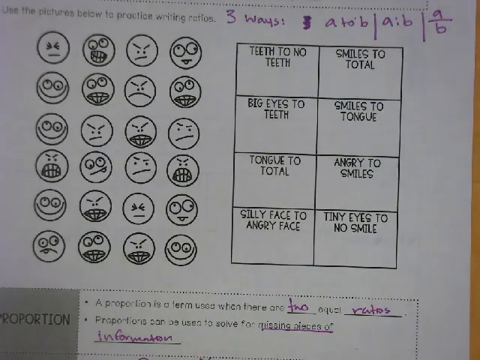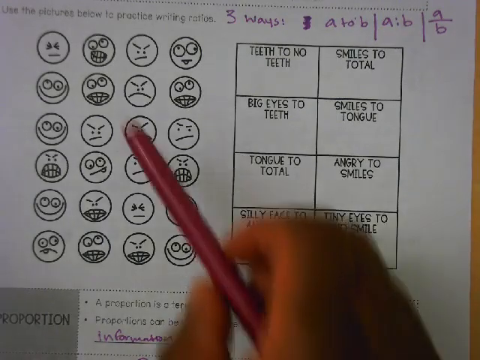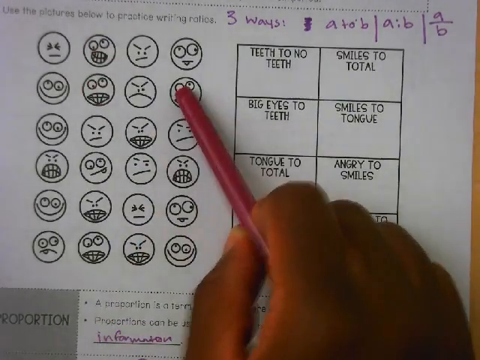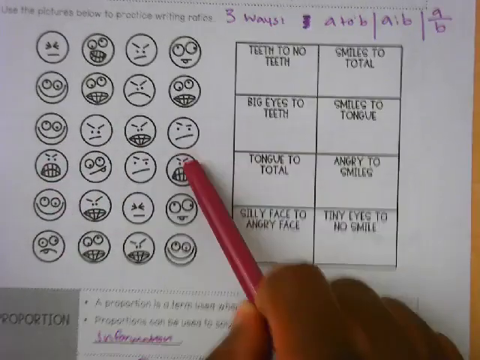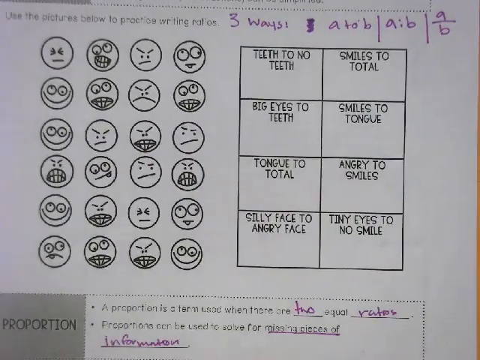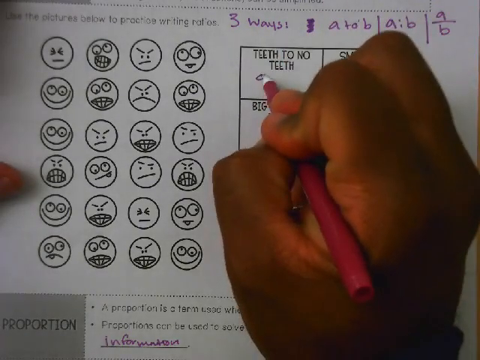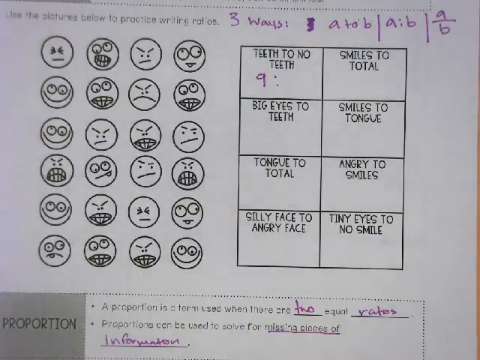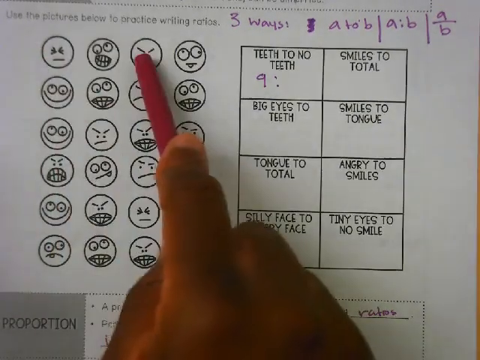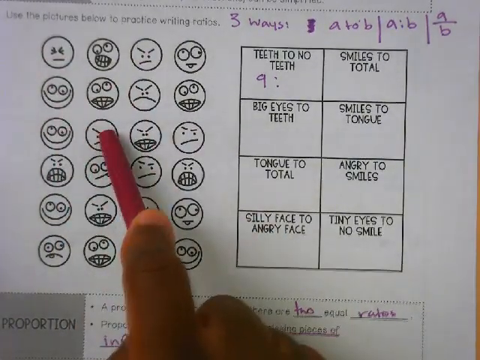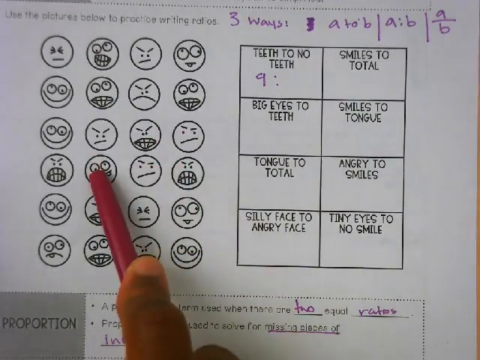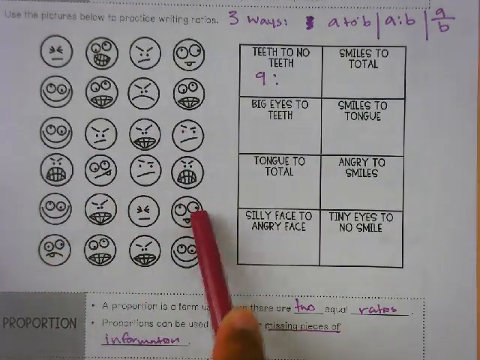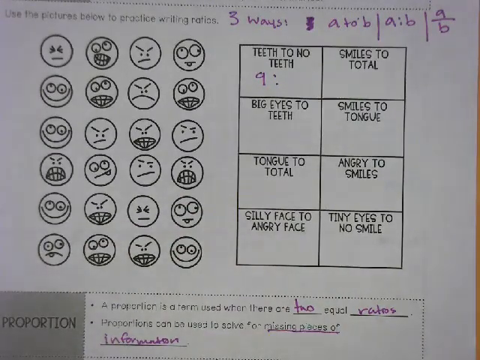All right, so we're going to compare. It says teeth to no teeth. So the number of smiley faces with teeth to the ones with no teeth. So let's count. 1, 2, 3, 4, 5, 6, 7, 8, 9 with teeth, right? So the comparison is 9 colon, and then how many have no teeth? 1, 2, 3, 4, 5, 6, 7, 8, 9, 10, 11, 12, 13, 14.